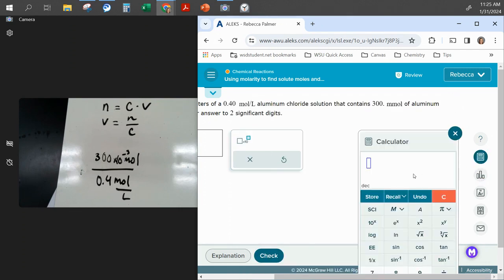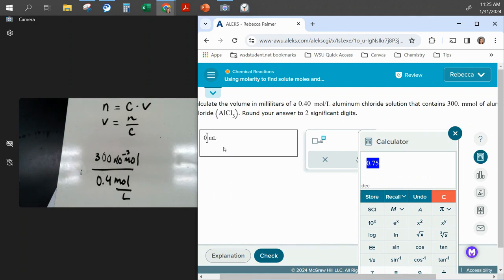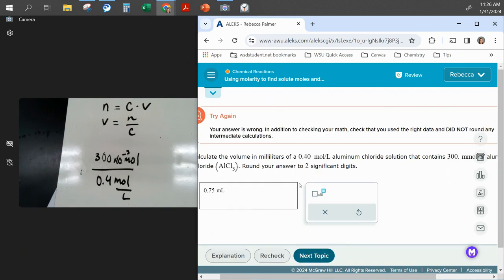Okay, so now I'm going to type this into my calculator. I have, is it 0.3? No, 300 times 10 to the minus 3 divided by, I want to divide all of this by 0.4. 0.75, that's 2 sig figs, so I'm going to type it in the box. Oh, my bad. Okay, so what did I find? I forgot to do one thing. So we just found liters, 0.75 liters. Yes, the box asks for milliliters.